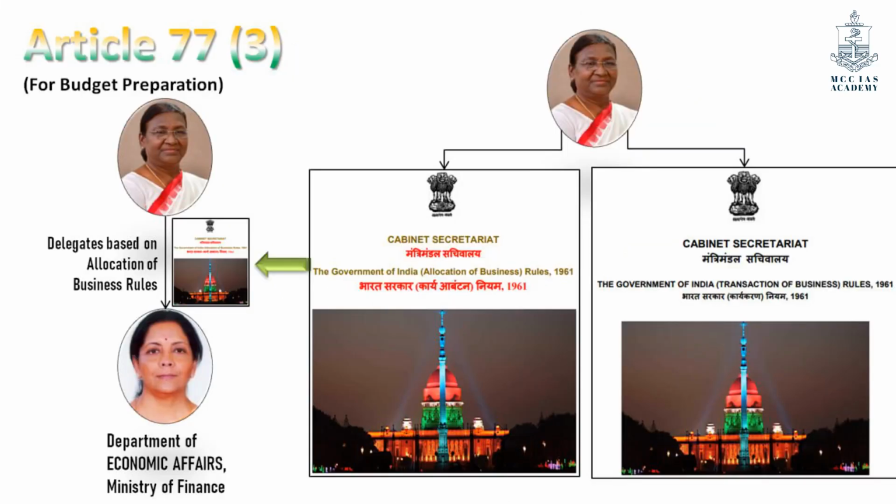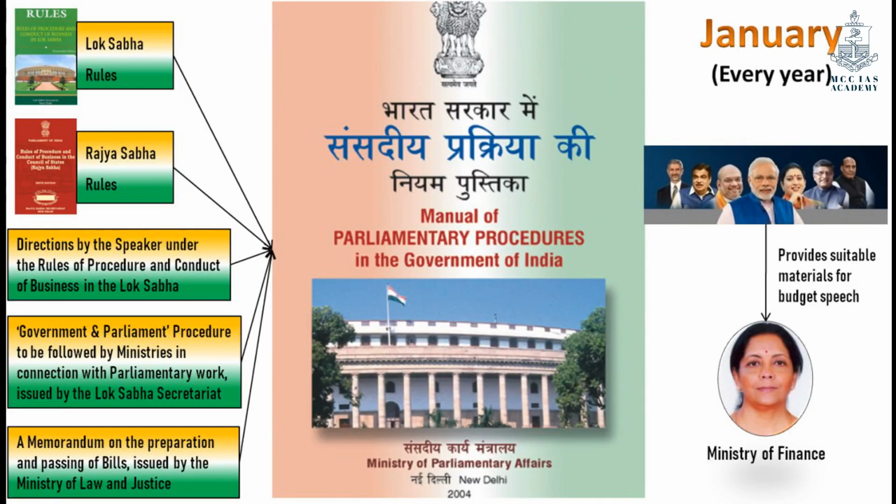Budget preparation. As per the powers granted under Article 77, Clause 3 of the Constitution, the President made the Government of India allocation of business rules and the Government of India transaction of business rules. Under the allocation of business rules, the President delegates the work of budget preparation to the Department of Economic Affairs under the Ministry of Finance. As per the Manual of Parliamentary Procedures, the Ministry of Finance every January calls upon all ministries or departments to provide suitable materials for the budget speech of the Finance Minister.